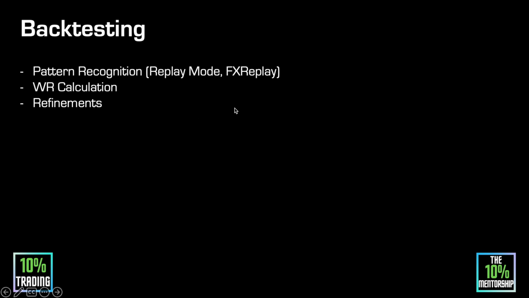Now, how can we do that backtesting? You can use replay mode on TradingView. Or you can use something called FX Replay. It's a software for Forex backtesting. You can use any charts on there.